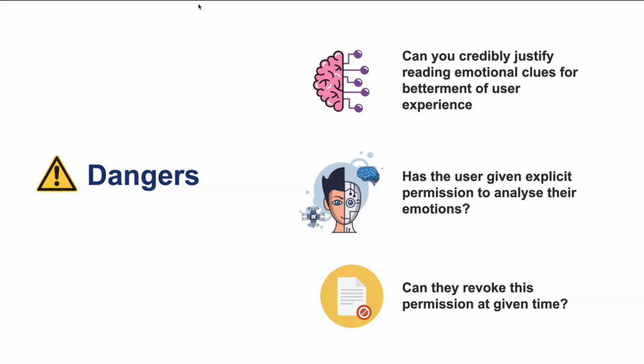And the question is specifically asked in terms of emotional context, which may be even more difficult for users to give permission, and it's not just about explicit. So the first danger is, how does it justify how learning emotional data from the users using AI will help user experience? That is the first question. The second danger or question is, have users given explicit permission to analyze their emotions?